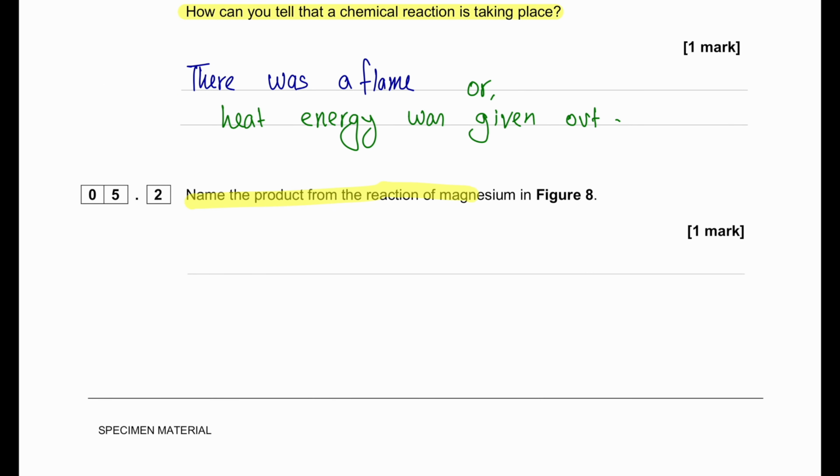Name the product of the reaction of magnesium in figure 8. So the product will be magnesium oxide.